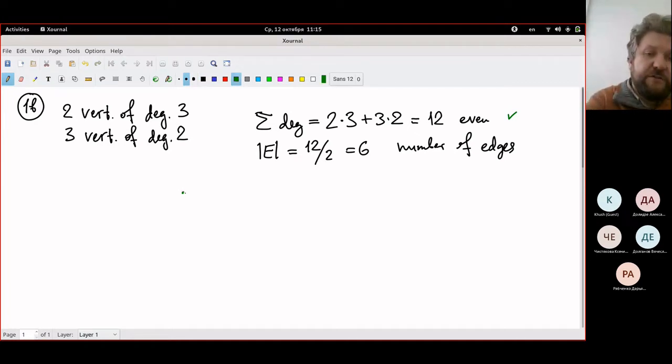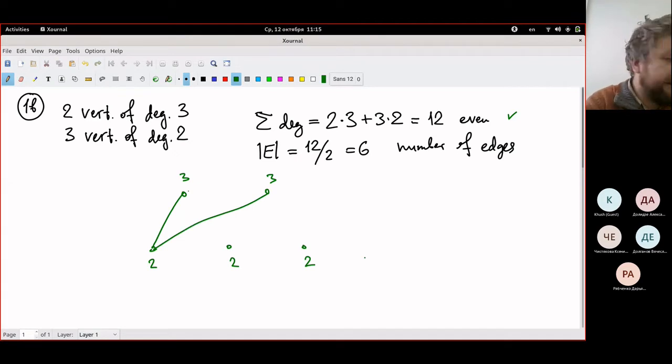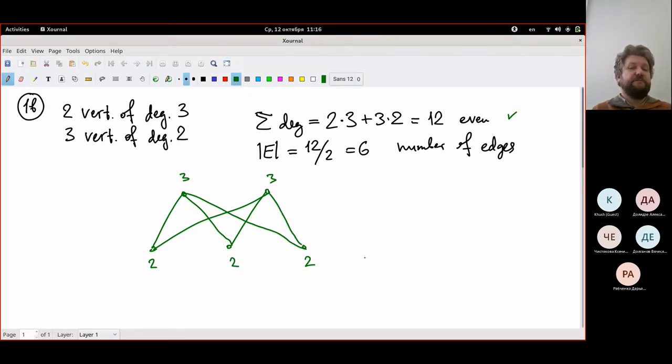Here, the two vertices of degree 3, so each should have 3 edges, and these are three vertices of degree 2. So this should be connected like this, this should be connected like this, and this should be connected like this. Okay, the graph really exists. So this is an example, right?